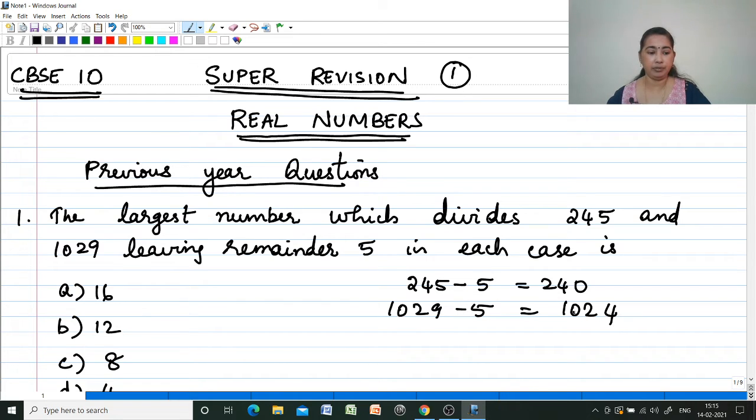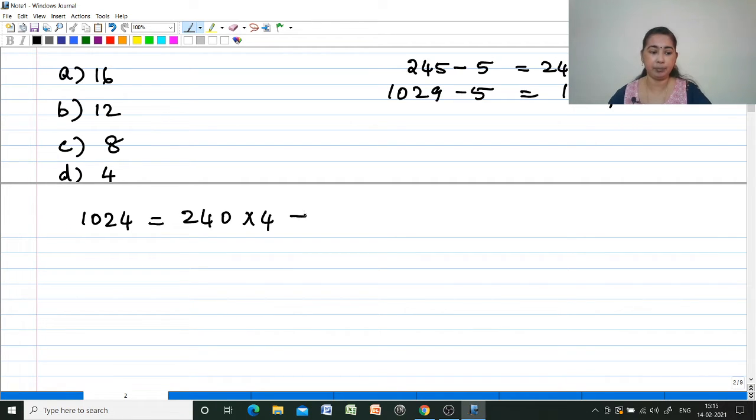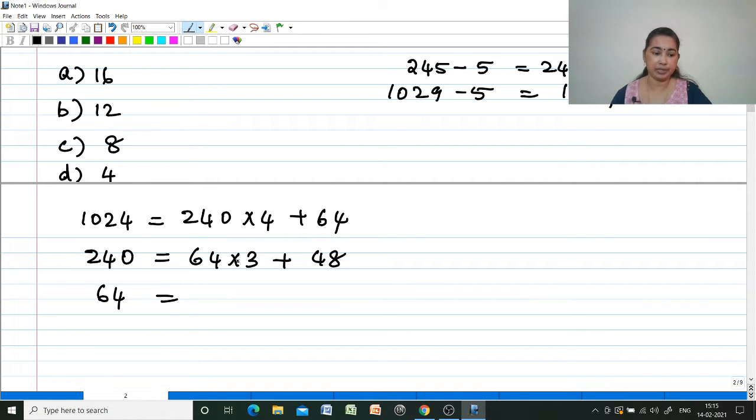So we have to start with the bigger one, that is 1024. So 1024 can be written as 240 into 4 plus 64. And again we have to take this 240. 240 is equal to 64 into 3 plus 48. Again, 64 can be taken to the side, and 64 can be written in terms of 48, that is 48 into 1 plus 16.